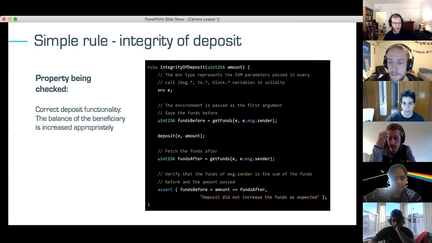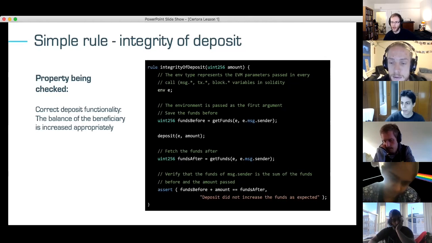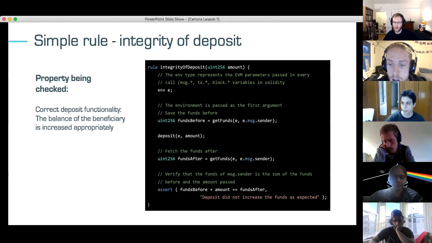What's a good property? A good property is one that helps you gain confidence in some aspect of your system that has consequences in the real world, right? So if we're doing this bank example and we don't want people to lose money, then maybe we want to check a property like this one that we're checking now, which is just checking that the deposit function works correctly. In a minute, we're going to look at some other properties that are maybe better than this one, but this is a good first example.